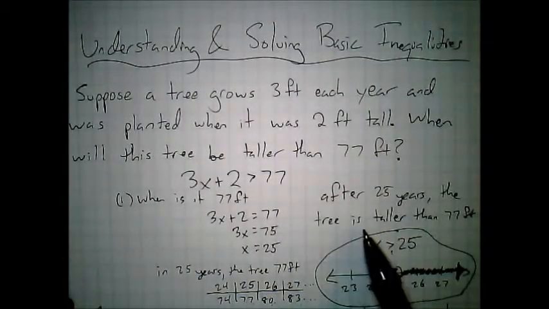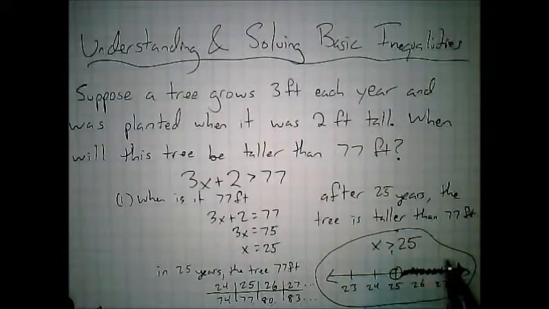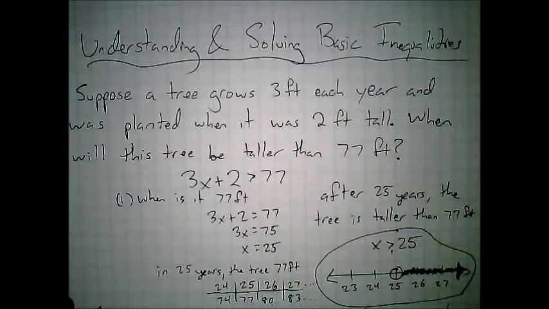Then we just write our sentence. After 25 years, the tree is taller than 77 feet. We write our inequality. This is x is greater than 25. X is greater than 25, and we just make this number line. That means 25 is where we start on our number line, because we're talking about all the numbers after.